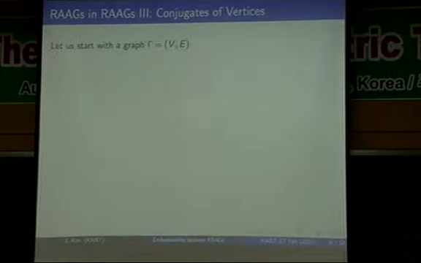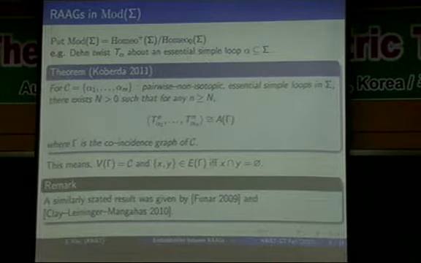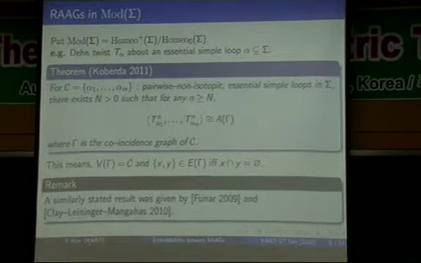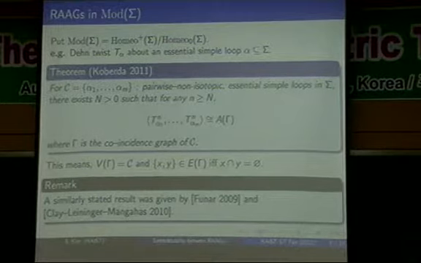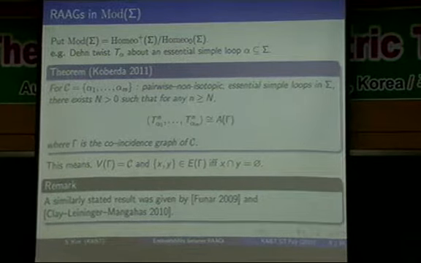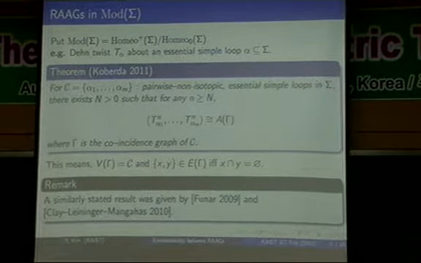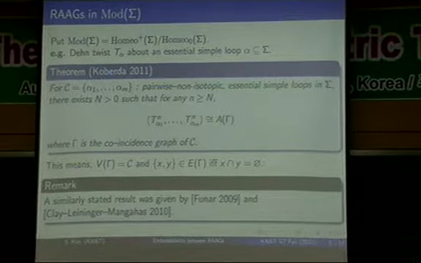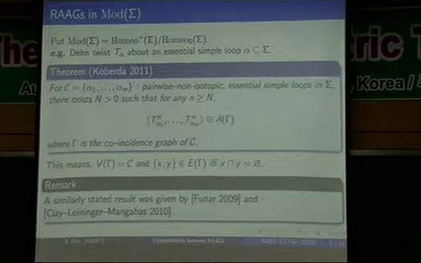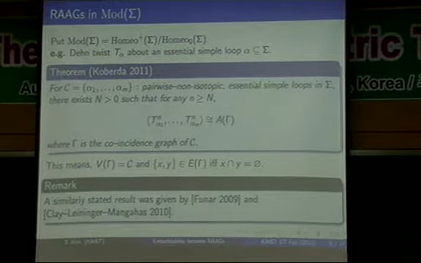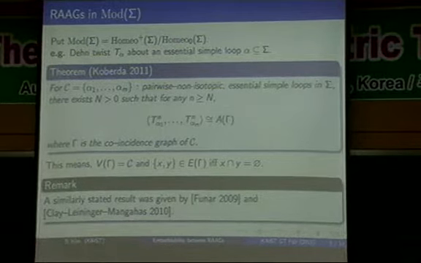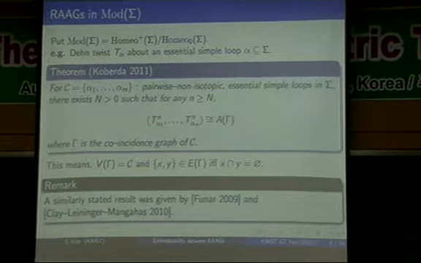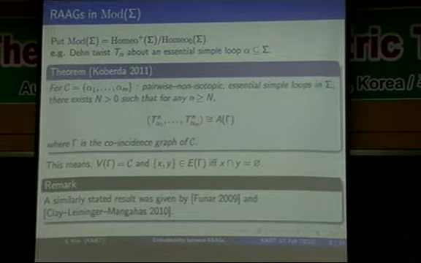Let me just summarize the content of the theorem. You have pairwise non-isotopic, in other words independent, essential simple loops on a closed surface. You raise their Dehn twists to sufficiently large powers, where the power depends on the collection. Then that group will be a right-angled Artin group, just as we would expect. So if two curves intersect, the twists will not have any relations between them.